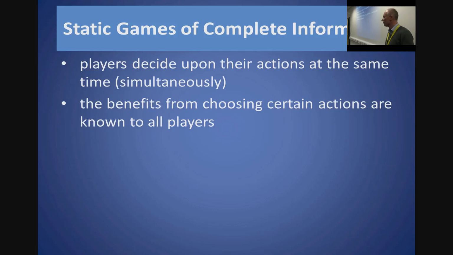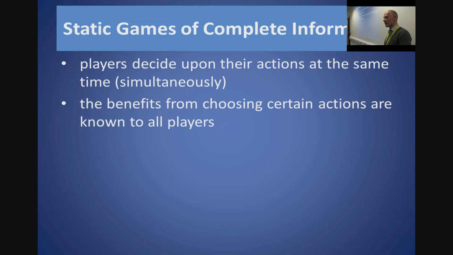Now later on in the module, we're going to look at different types of games. We're going to look at games where players do not choose their actions at the same time. We're going to look at games where there isn't complete information. But as a starting point, the most simple rendition we can do is static games of complete information.